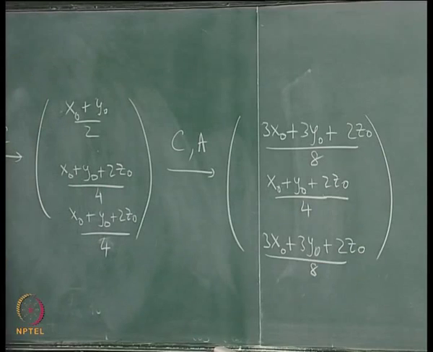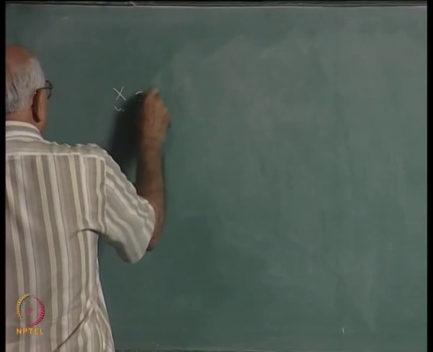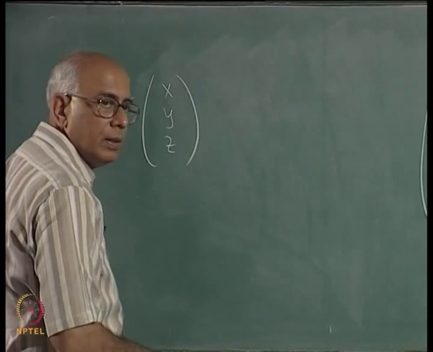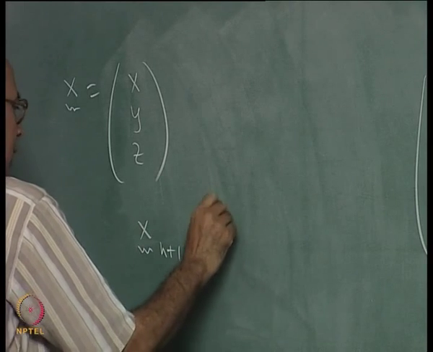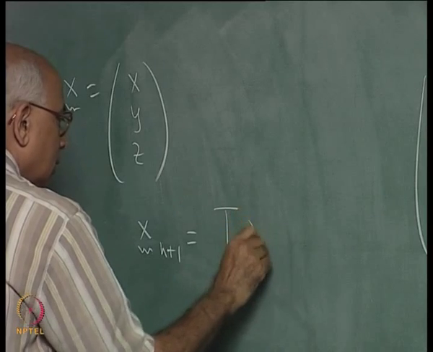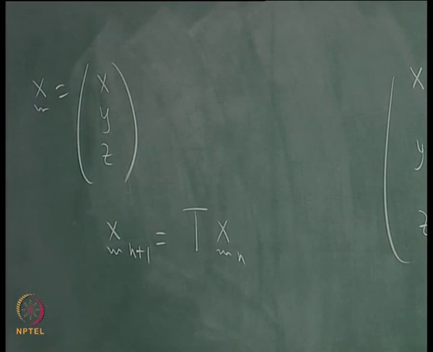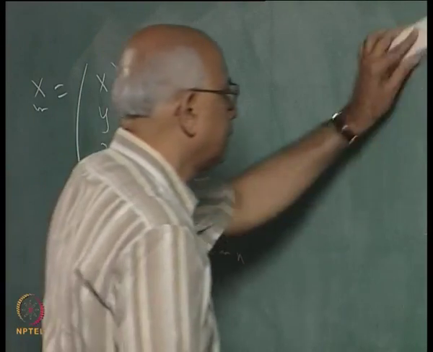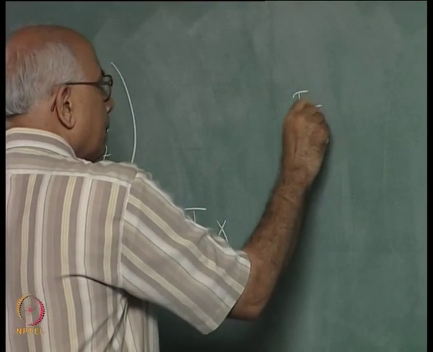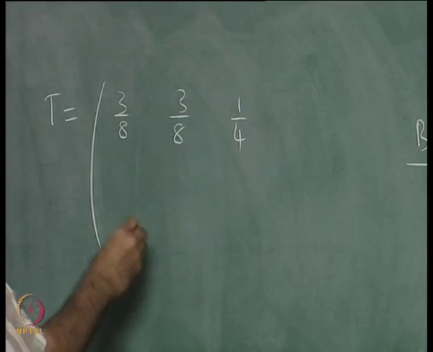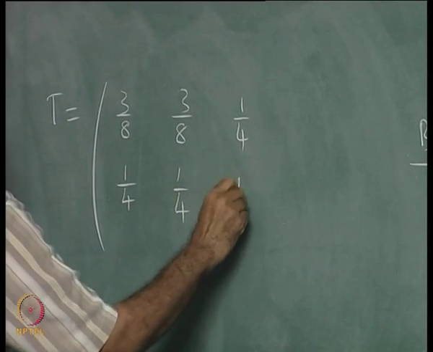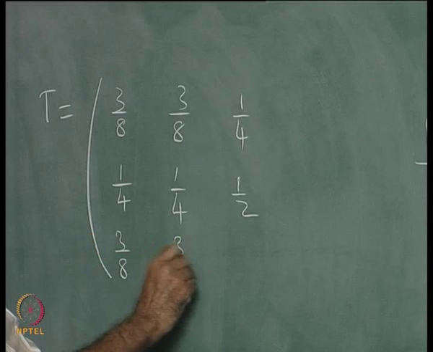Divided by 4. So what has essentially happened is that you have a column vector x, which is xyz in this fashion, and what we are doing is to say x at time n plus 1 is equal to some matrix, let me call this matrix T, times x at time n, and the matrix T is written down there. It is equal to 3/8, 3/8 and 1/4. On this side it is a quarter and a half, and again it is 3/8, 3/8 and 1/4.